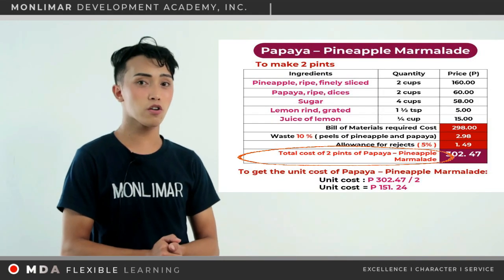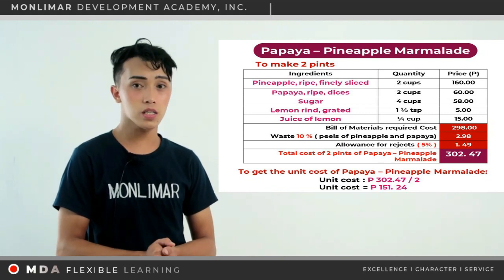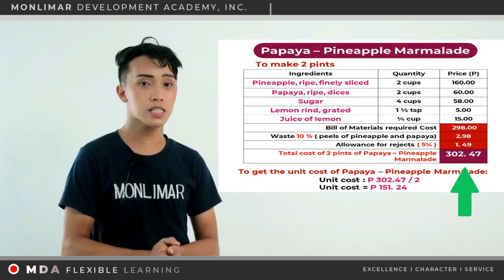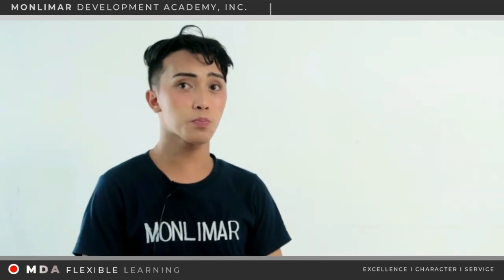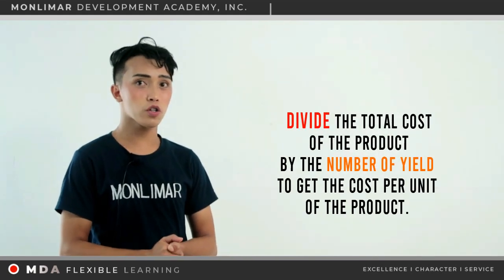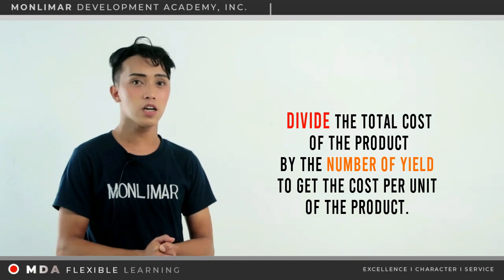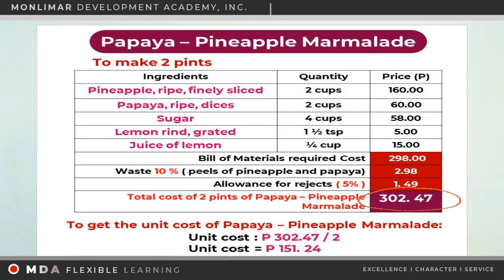And this is to get the total cost of 2 pints of papaya pineapple marmalade, which is 302 pesos and 47 centavos. Now, how to get the total cost per unit of the product? Simply divide the total cost of the product by the number of yield to get the cost per unit of the product. I'll show you how. The unit cost of papaya pineapple marmalade is 302 pesos and 47 centavos. Now, simply divide the unit cost by 2.